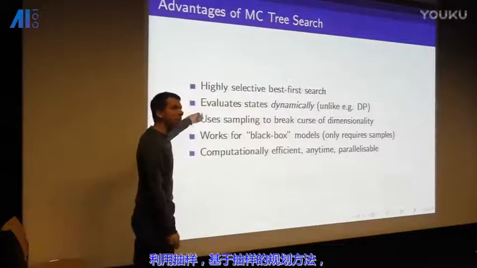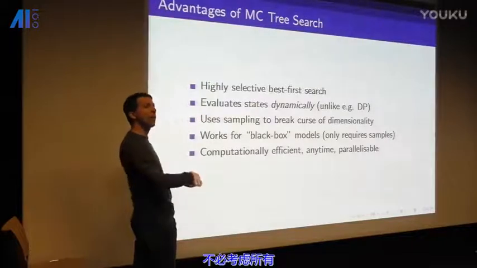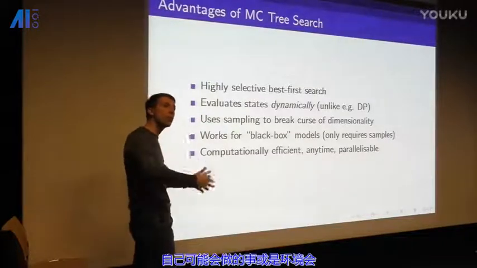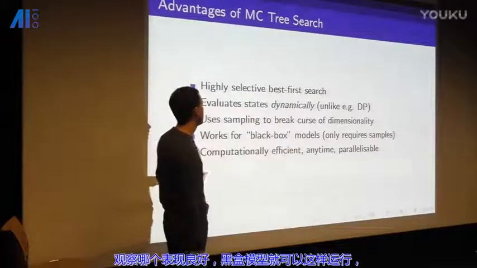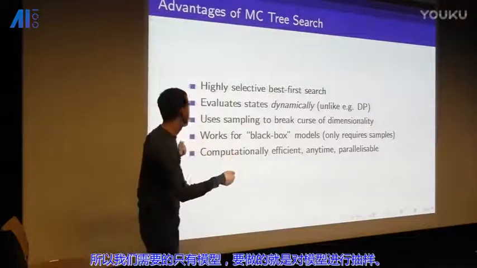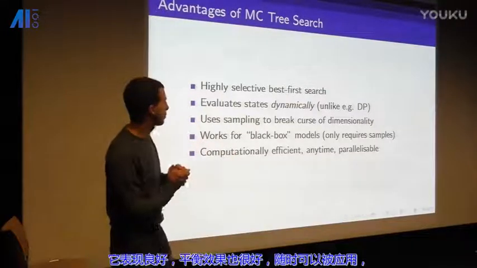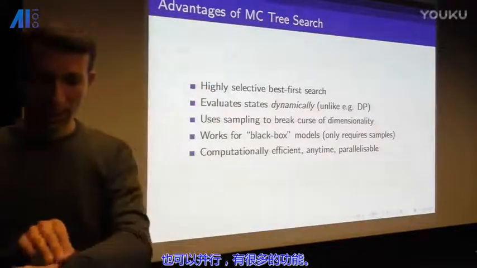It uses a sample-based planning method, which breaks the curse of dimensionality. We don't have to consider all possible things that we might do or all possible things the environment might do. We just sample them and look at what's working well. And it works for black box models, so we only need to use our model to sample from. So this thing works well, it scales well, it's anytime, you can parallelize it, it's got lots of good properties.